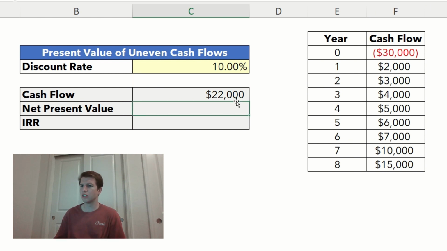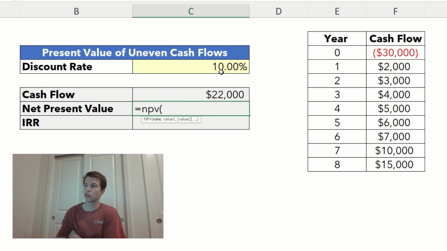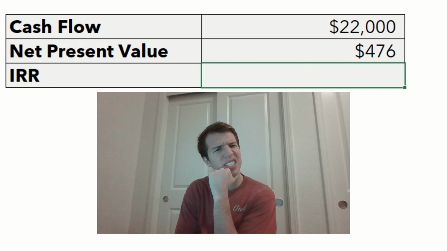So now what we can do is something called the net present value, or the NPV. What the NPV shows us is, at what rate and what cash flows are coming in, how much is the project worth to us. So our rate is 10% because that's what we could also get if we invested in the stock market. And these are all of our values. So this is only worth $476 to me.